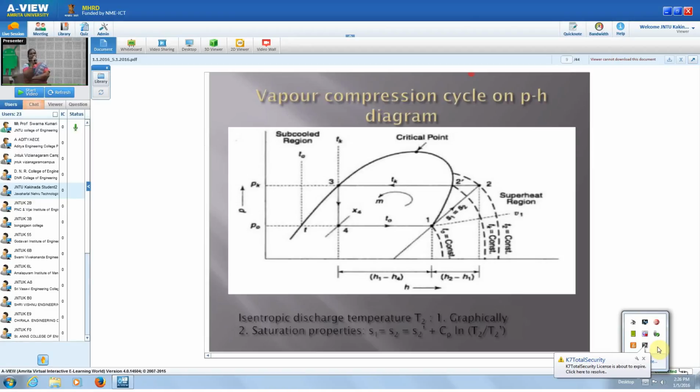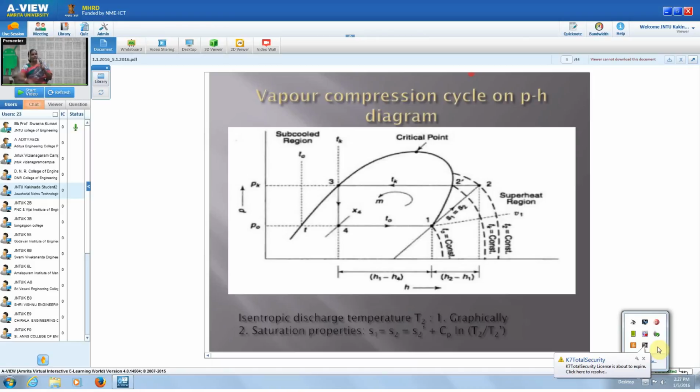H1 you can directly get from the tables, which is nothing but the saturated vapor condition at the evaporator pressure. Similarly, you can get H2 after knowing T2, the superheating temperature. And similarly, you can find out H3 also, directly from the tables, that is the liquid refrigerant at the condenser pressure. So that also you directly know. Then for H4, you have to find out the dryness fraction. After finding the dryness fraction, you can find out H4.